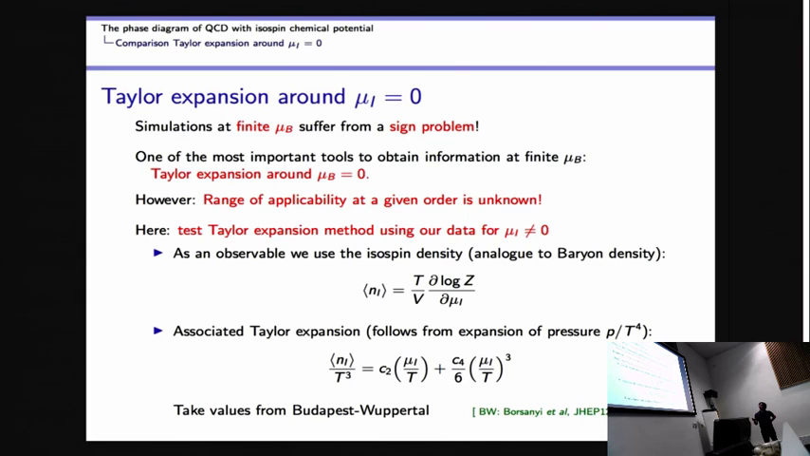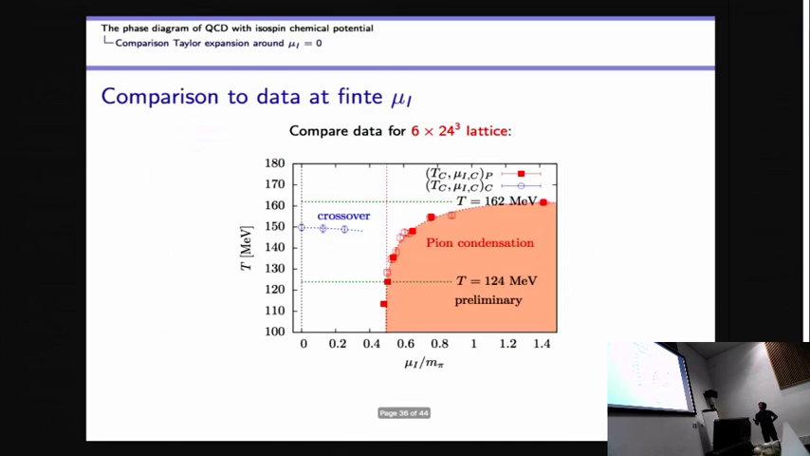The associated Taylor expansion basically looks like this, where we have 2 coefficients here. Once more, we can take the values for these coefficients from the Budapest-Wuppertal collaboration. I will now show you the comparison for 2 different temperatures. One is below Tc, so it's this temperature here. When we then crank up the isospin chemical potential, at some point we hit this pion condensation phase boundary. From that point on, of course, we do not really expect any agreement with Taylor expansion, because the state of matter has changed from here to here.